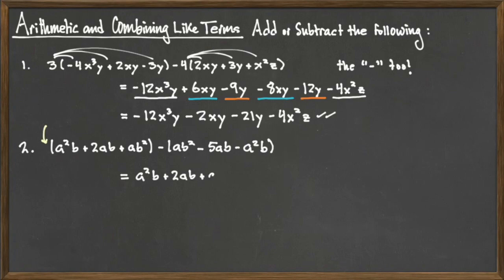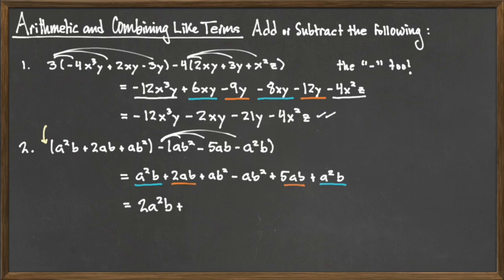As we distribute terms and drop parentheses, we get a squared b plus 2ab plus ab squared minus ab squared plus 5ab plus a squared b. And we'll notice that we have a lot of things that actually combine here. The 2ab and 5ab, the ab squared and minus ab squared, and then the very first and last terms. This all simplifies to 2a squared b plus 7ab, and we're done.